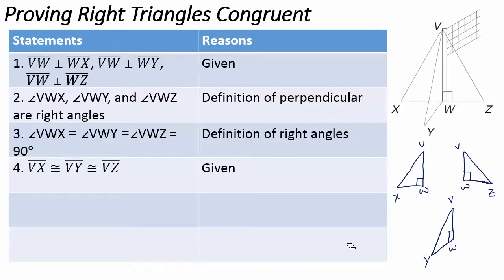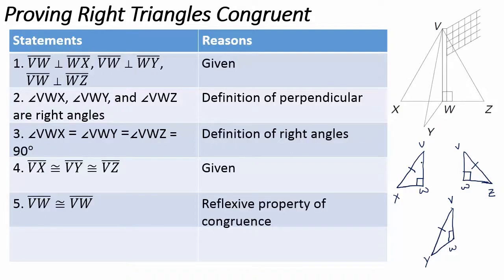I am given that line segment VX, which is this line here, is congruent to line segment VY, which is that line there, and that's also congruent to line segment VZ. Notice how in each of these triangles they have the same line segment, which is VW in all of them. So all three triangles share the same line segment, which is VW. So I can say that line segment VW is congruent to line segment VW using the reflexive property of congruence, and I'm going to mark this on my triangles.